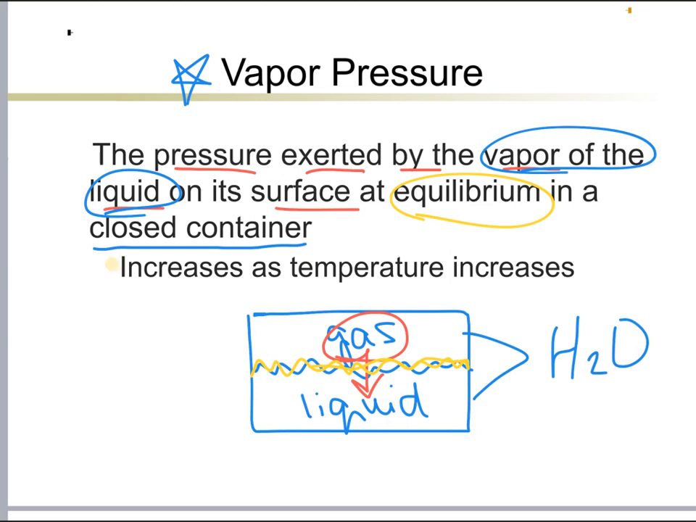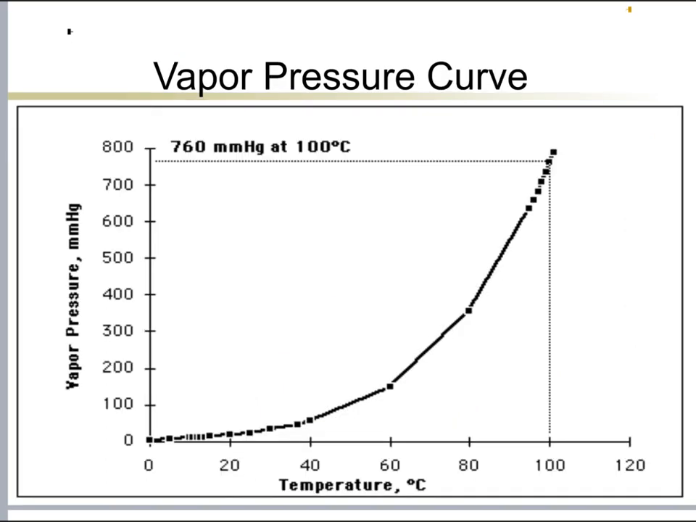Before we move on, just real quick, why does it increase as temperature increases? Well, you would get more and more gas as the temperature increases, because you would have more and more particles turn into gas. You'd be getting more energy in the system, and so that would create more of a vapor pressure, more of a push down.